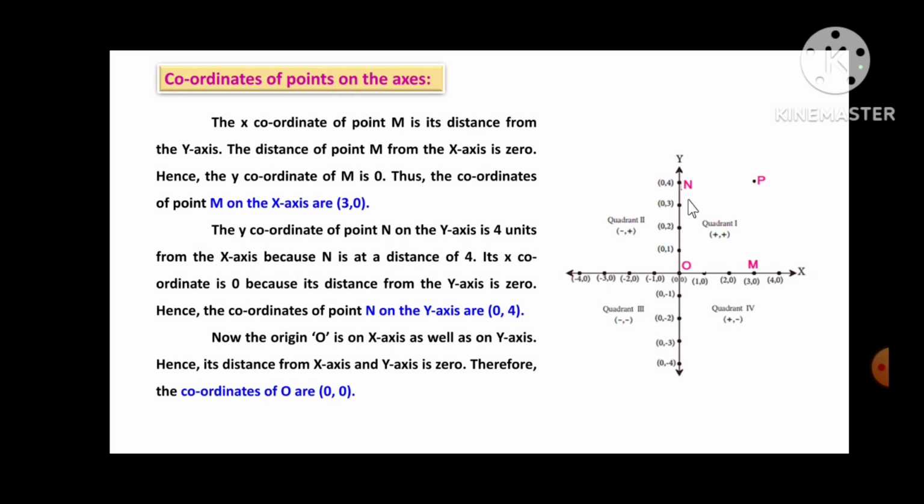Now, the origin O is on the x-axis as well as on the y-axis. Hence, the distance from the x-axis and y-axis is 0. Therefore, the coordinates of point O are (0, 0).